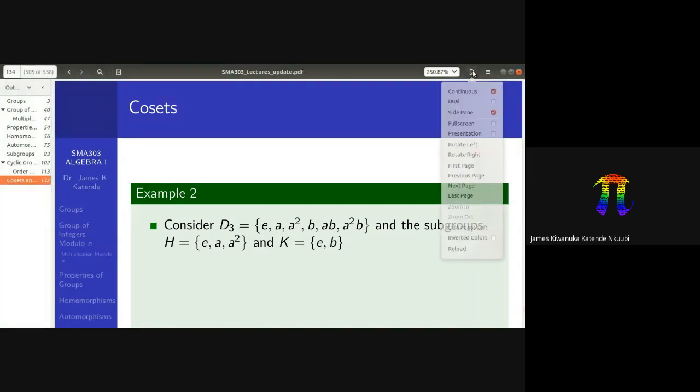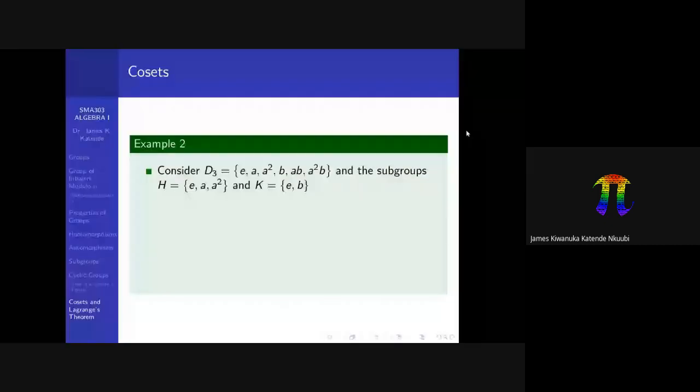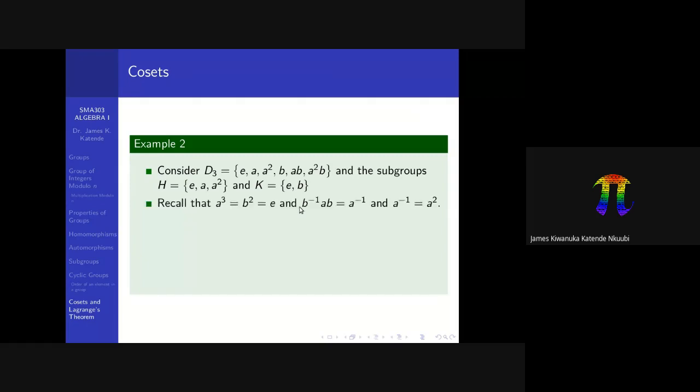So the dihedral group of degree 3 has these 6 elements, and we select these 2 subgroups. This is a cyclic subgroup generated by A, and this is a cyclic subgroup generated by B. So those 2 are subgroups. These are the defining relations.